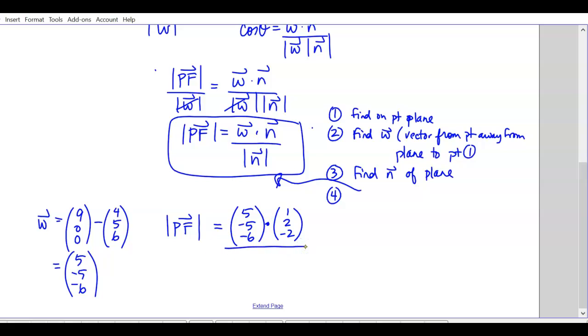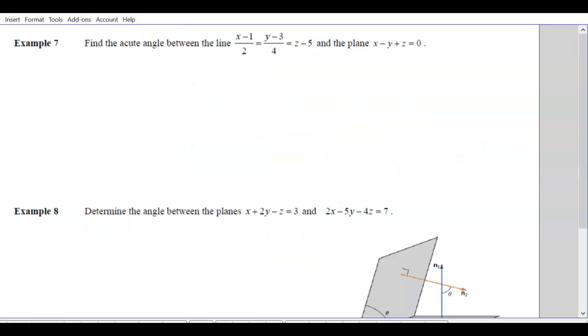Okay, and then divided by the magnitude of the normal. So 4 plus 4 is 8, plus 1 is 9, so that's root of 9, which is 3. Okay, so then 5 minus 10 is -5 plus 12 is 7 over 3. And that's the same as what we got using the first method. That took a lot of work to get there, but you don't have to do all that work. If you remember this, then that's an easy way of calculating the distance between a point and a plane. Okay. All right, let's look at the next one.